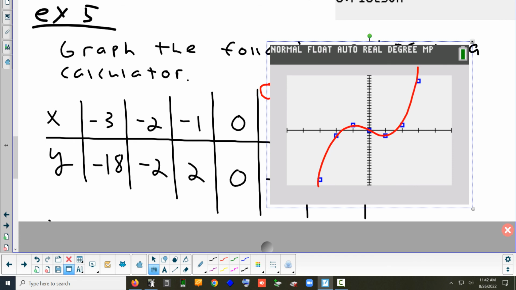It's basically a cubic. Oh, and it's the swishy swishy. The swishy squishy.